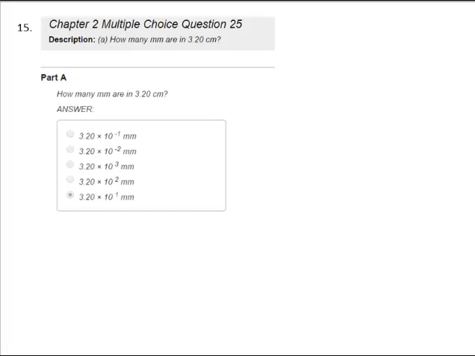I just have a minute for this one. Let me just pop this in. This is given in centimeters. What do we want? We want meters, millimeters. So we have to go to the base unit.